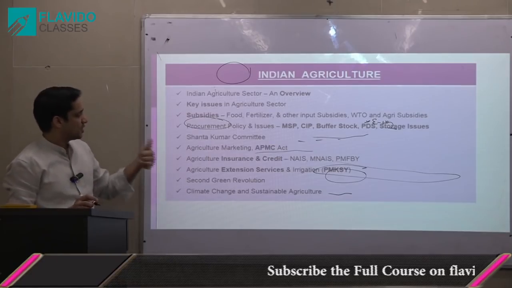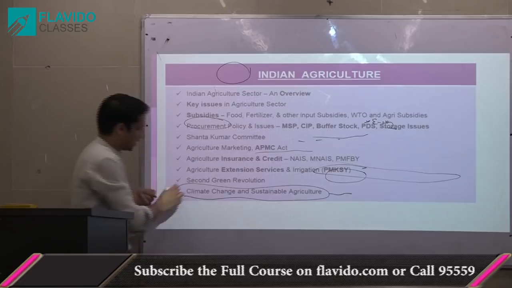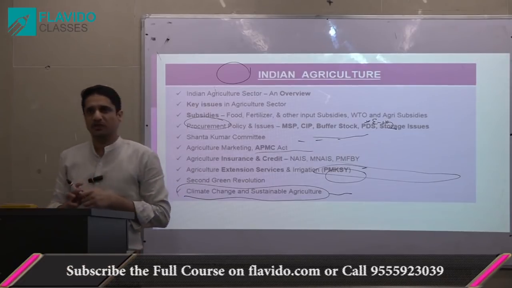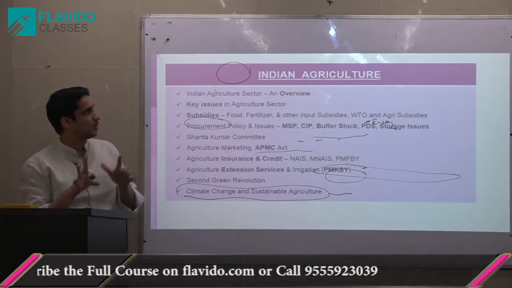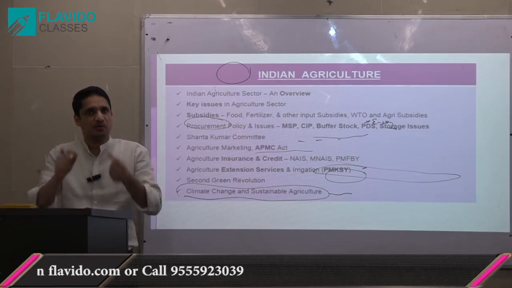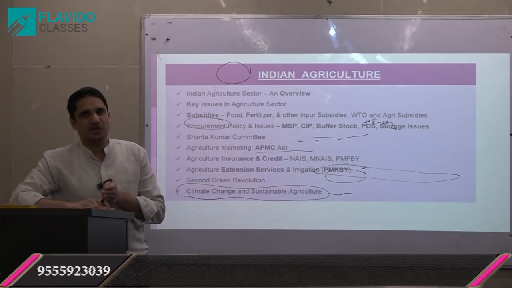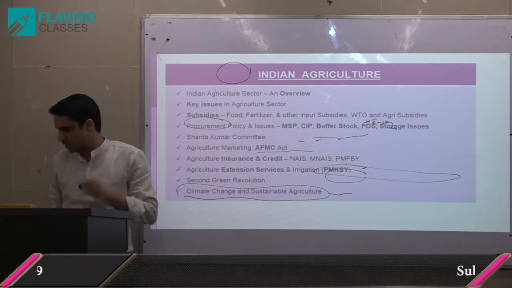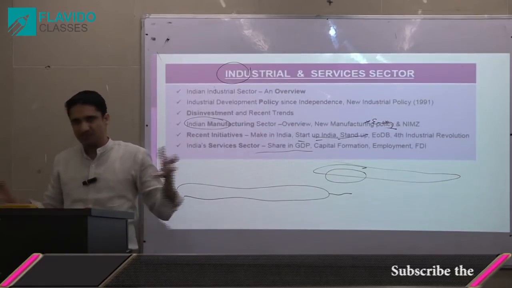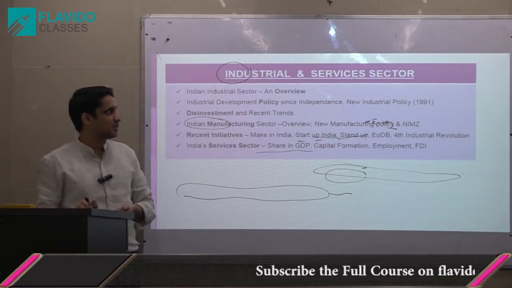Then the second green revolution, the evergreen revolution, and the climate change and the sustainable agriculture actually. So these topics we are going to cover in the agriculture, but we are going to cover the topics only from the prelims perspective, so as to maximize your score, because hardly we have 3 months left. So we cannot now afford to cover the mains perspective. So we are only going to cover the prelims perspective, the factual information as well as some analytical part of this particular information. Then we have the industrial and the service sector.